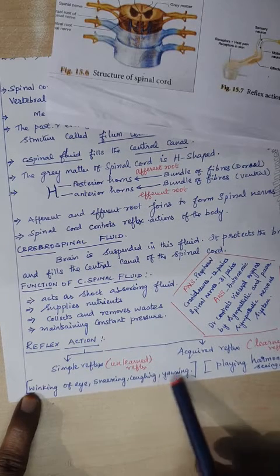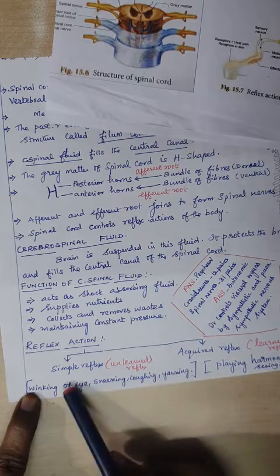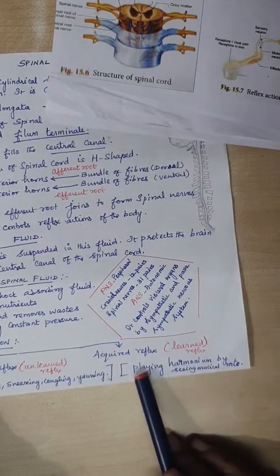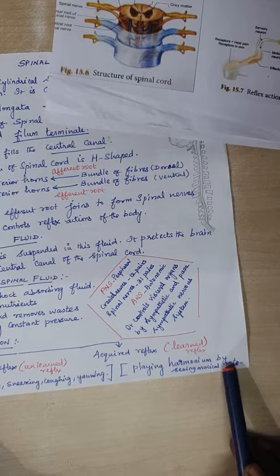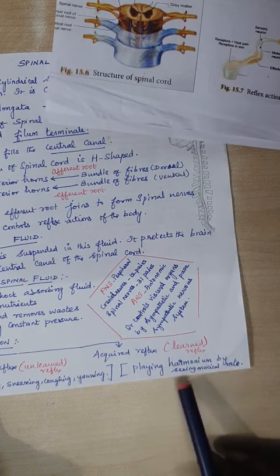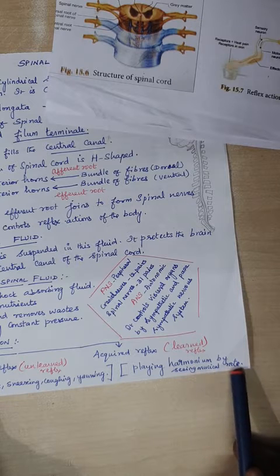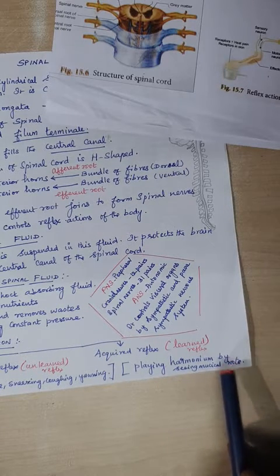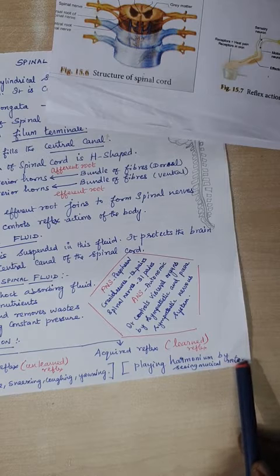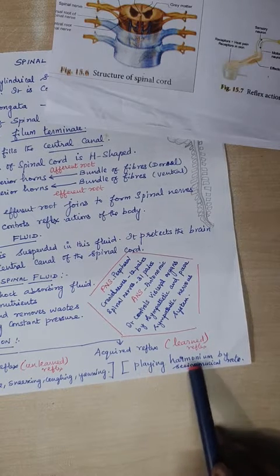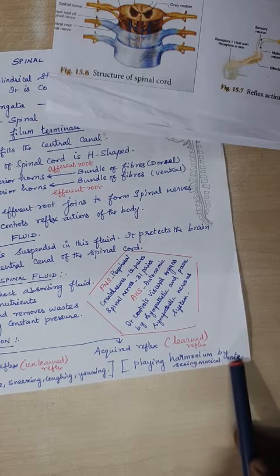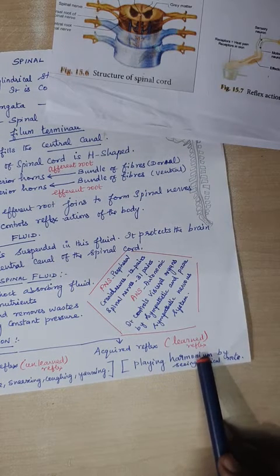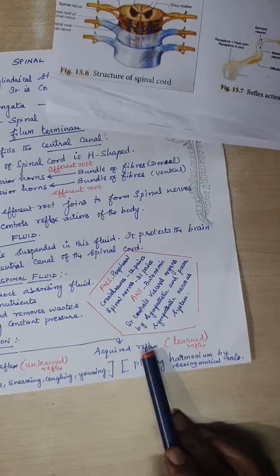Automatically our body will do these for some external stimulus. And this is acquired reflex action. The best example for acquired reflex action is playing the harmonium by seeing a musical note. So the hands are automatically placed on the harmonium, and the eyes are watching the musical note, and automatically the hands will move on the keys. So playing the harmonium is the best example for acquired reflex action.